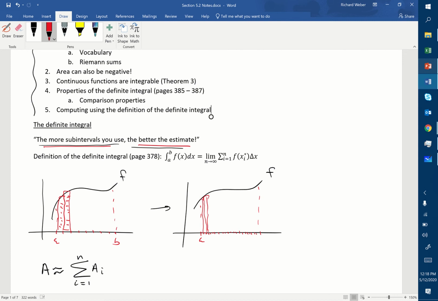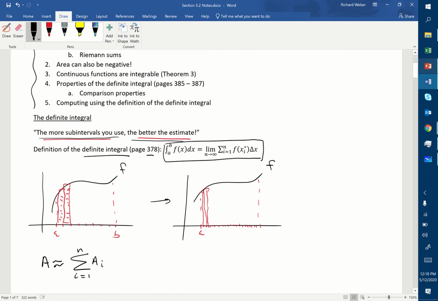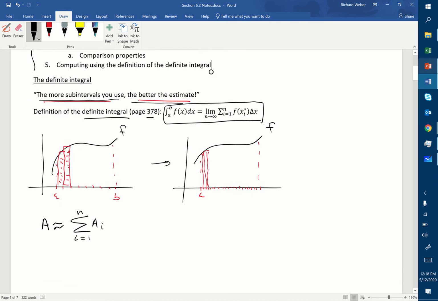And so that is the genesis and actually the birth of what we call the definite integral, and it's defined on page 378 for you to look up, and here it is. It gives us a new notation. Let's look at the notation. I'll write it down here. So the definite integral, as opposed to, in another section, the indefinite integral, which I'll explain when we get there. The definite integral is this thing.